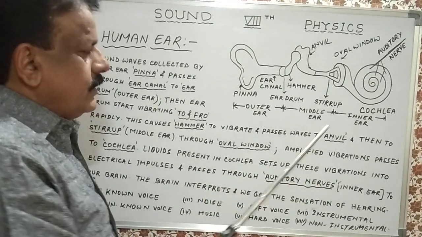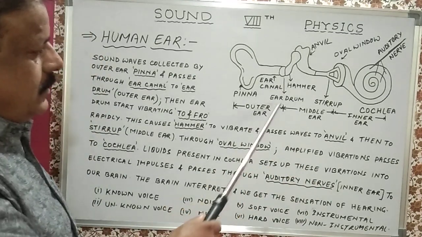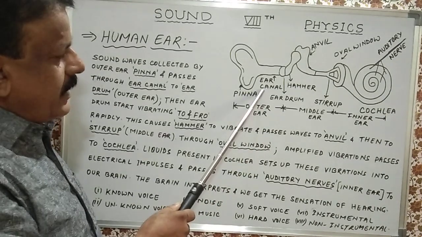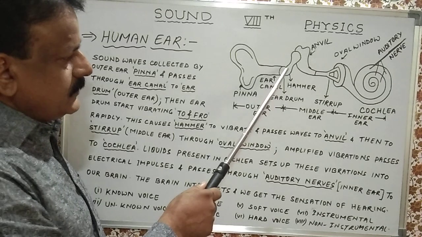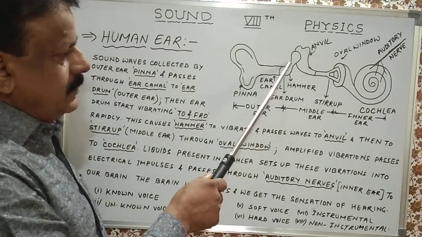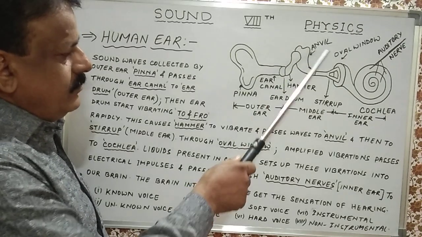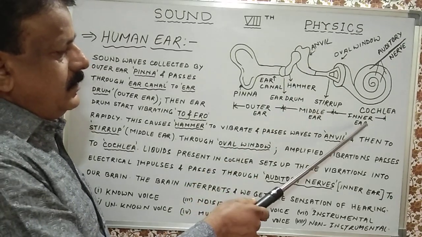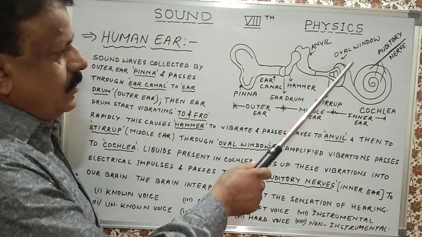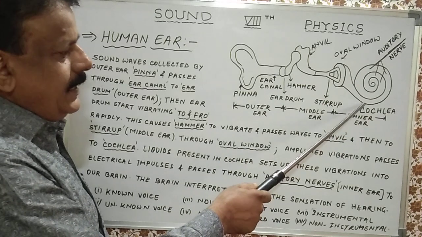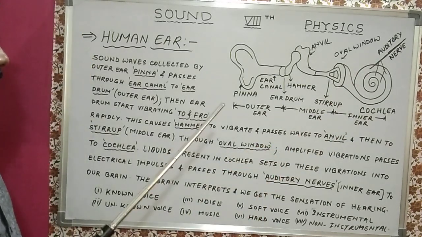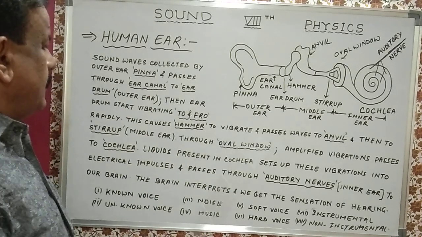Now this part is the outer ear. The outer ear consists of pinna, ear canal, and eardrum. The middle ear consists of these three bones: hammer, anvil, and stirrup. And the inner ear consists of these three parts: oval window, cochlea, and auditory nerve. Now let's continue the discussion.